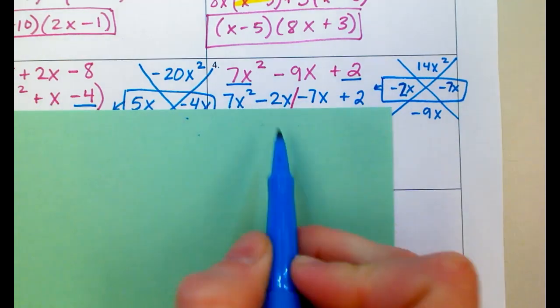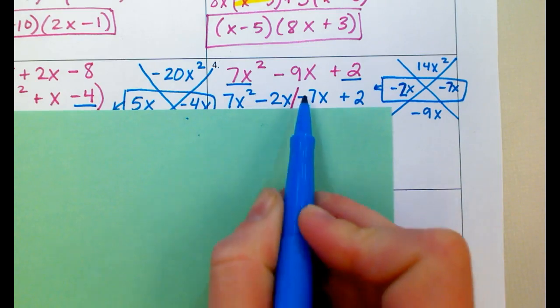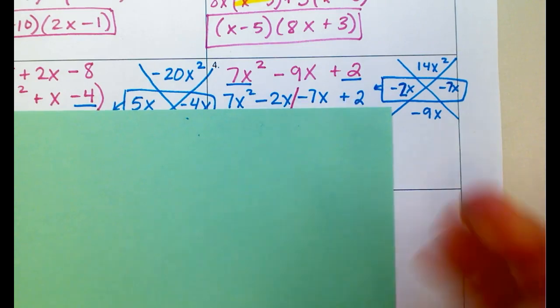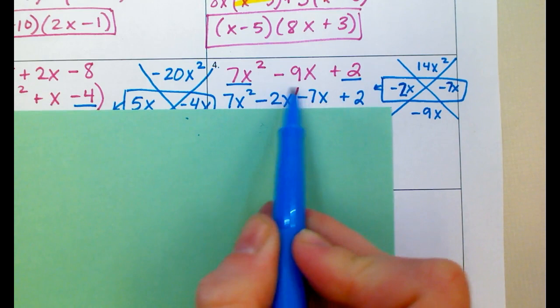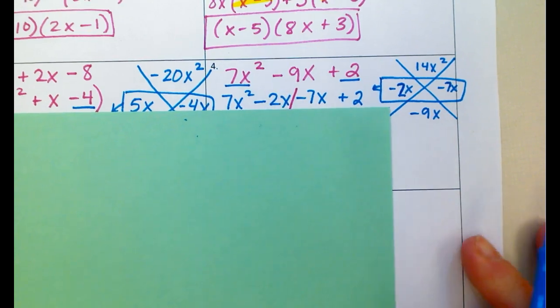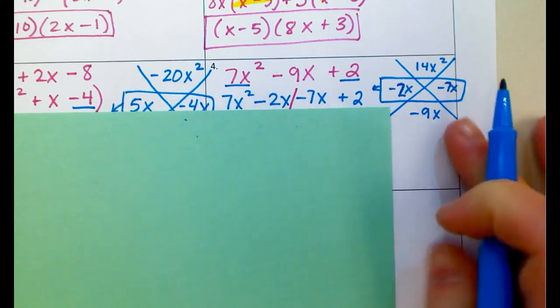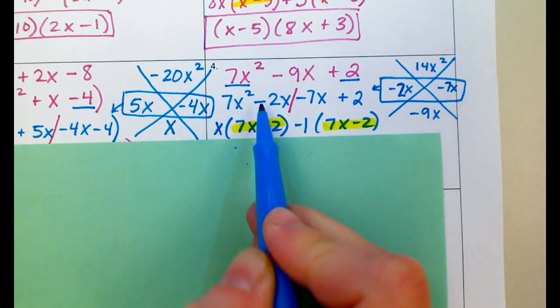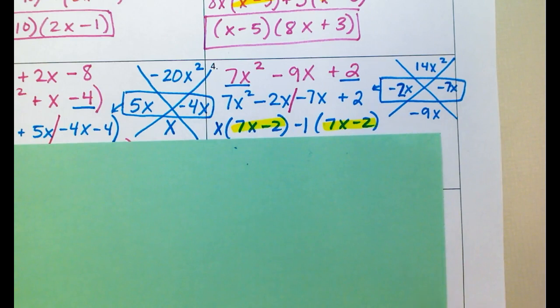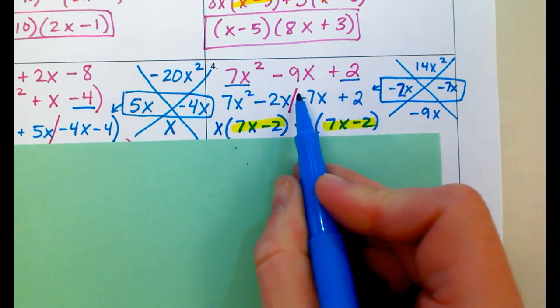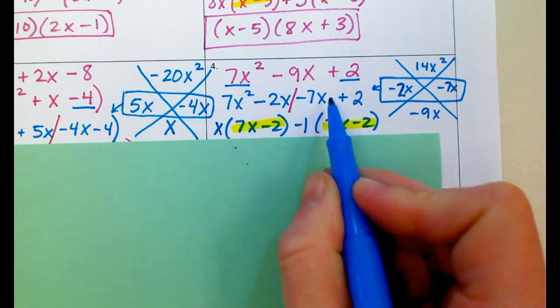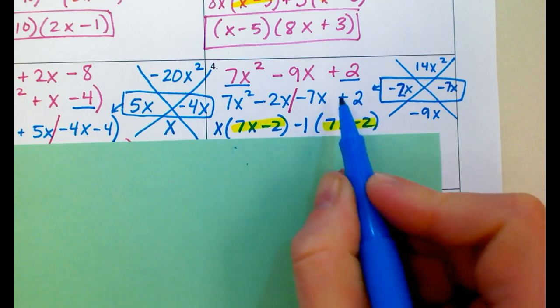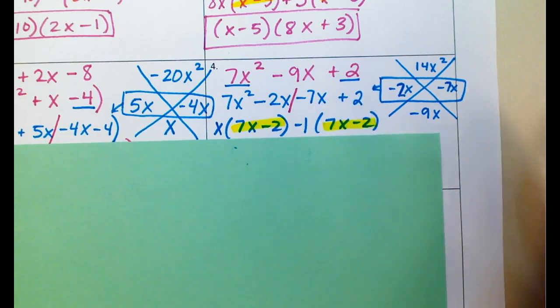So I put 7x squared minus 2x minus 7x plus 2. Once again, if you have these in different orders, that's okay. My terms with 7x squared and negative 2x, they only had x in common, leaving 7x minus 2. And I noticed these numbers were correct, but the signs were not. So I factored out a negative 1, which left 7x minus 2.